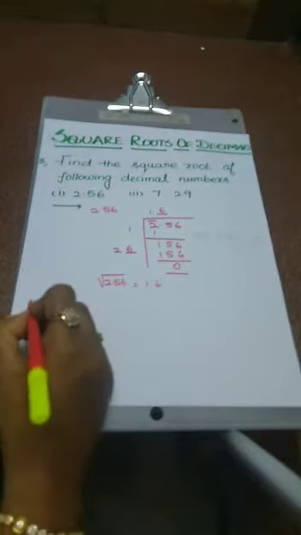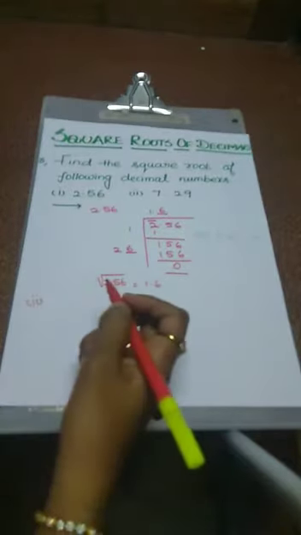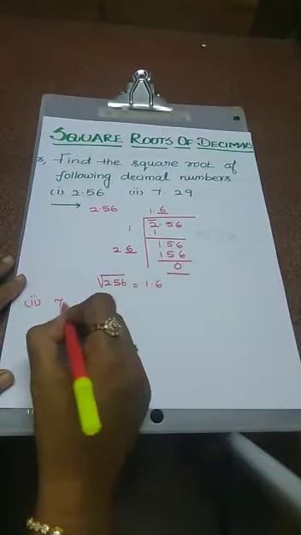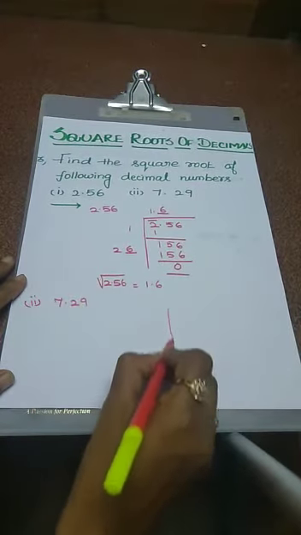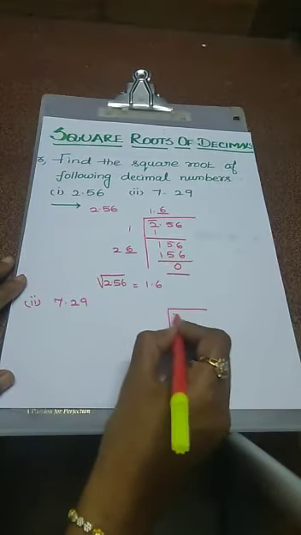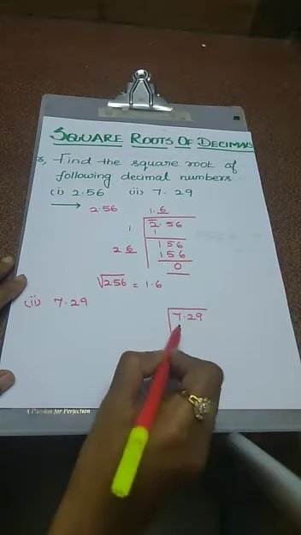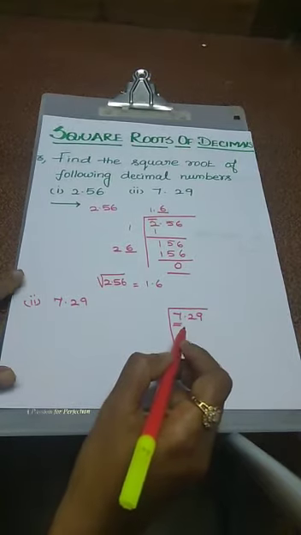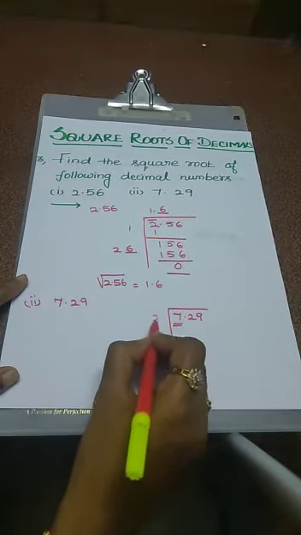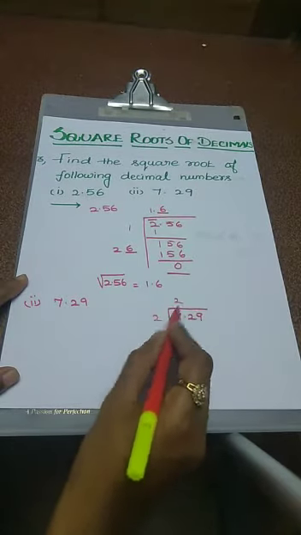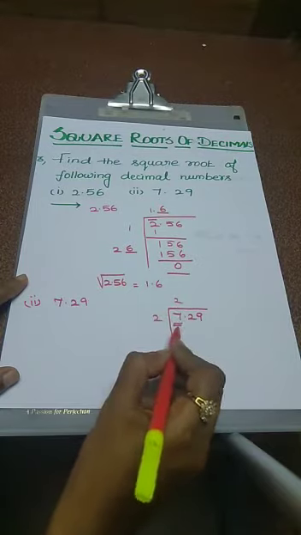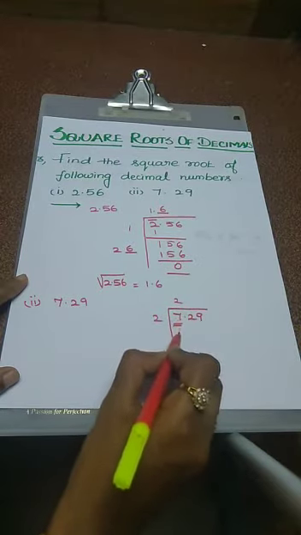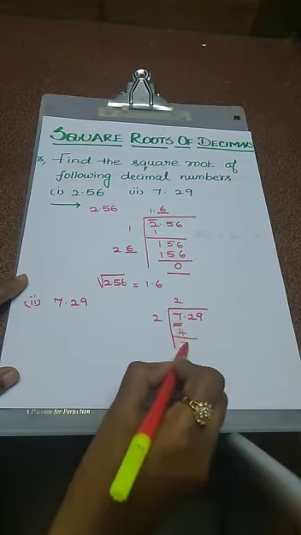Okay. The next, second subdivision, 7.29. The same procedure. 7.29 is your value. You first take the value 7. So what is the possible number actually? We know 2 2s are 4. The next number is 3. 3 3s are 9, that is not possible. So choose this number. 2 2s are 4. 7 minus 4 is 3.